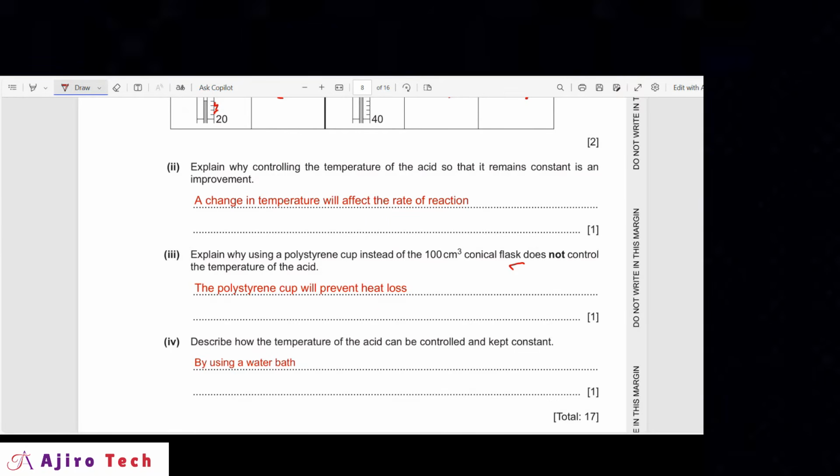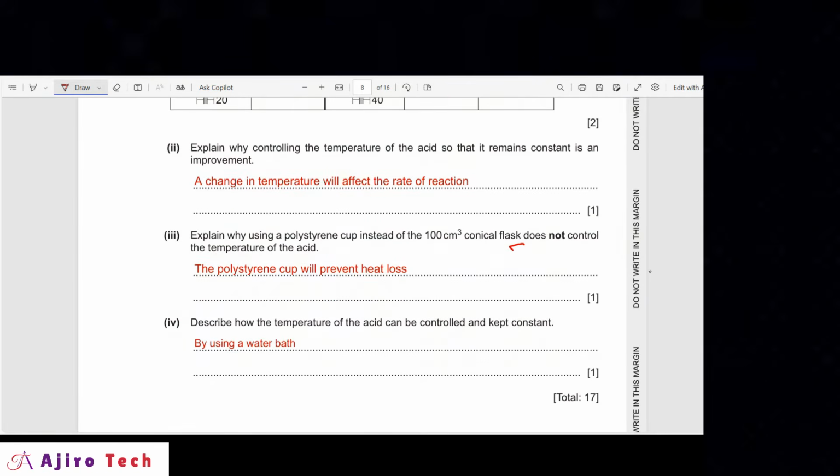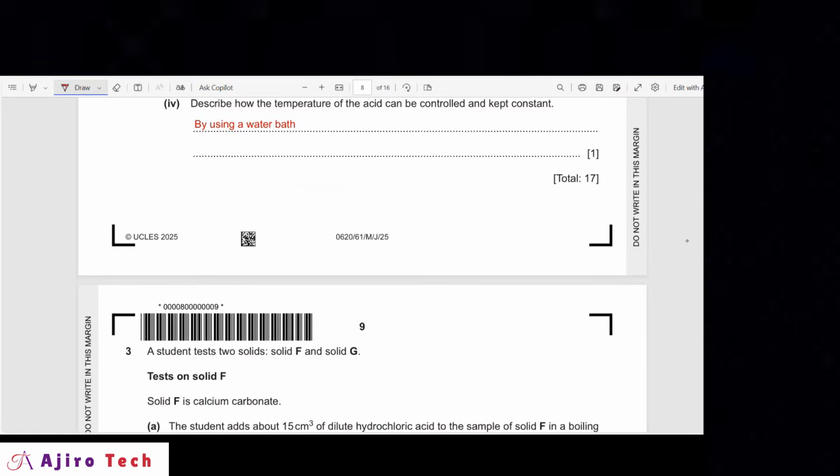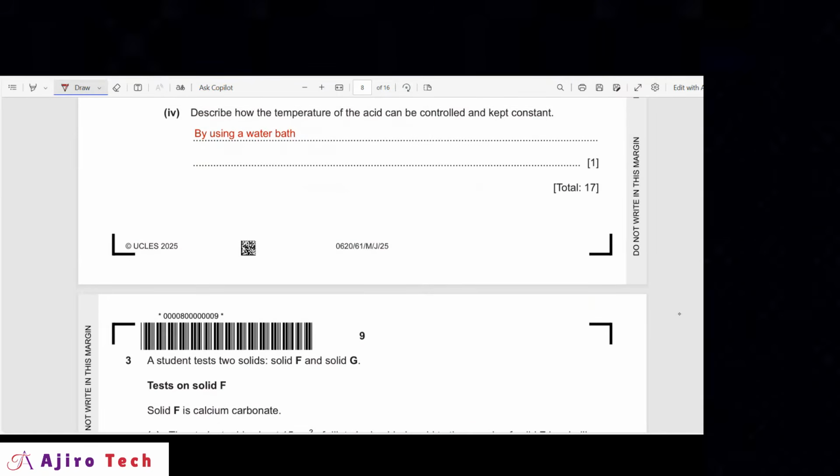Describe how the temperature of the acid can be controlled and kept constant. If you want to keep the temperature constant, use a water bath. With a water bath, it's automated for you to fix a particular temperature and it will remain that way. So that is an improvement on the polystyrene cup. The water bath helps you keep the temperature constant, while the polystyrene cup just helps you prevent heat loss. And that ends that particular part of the question.